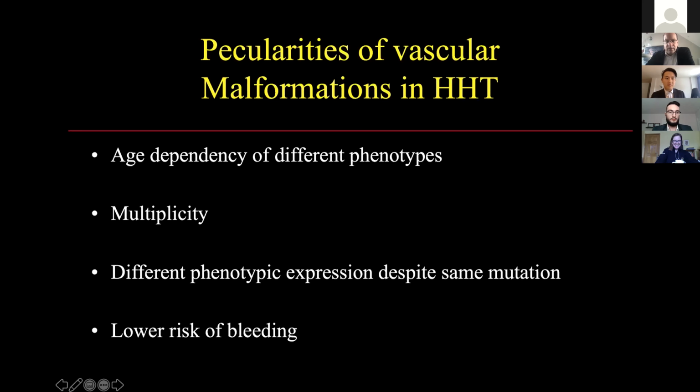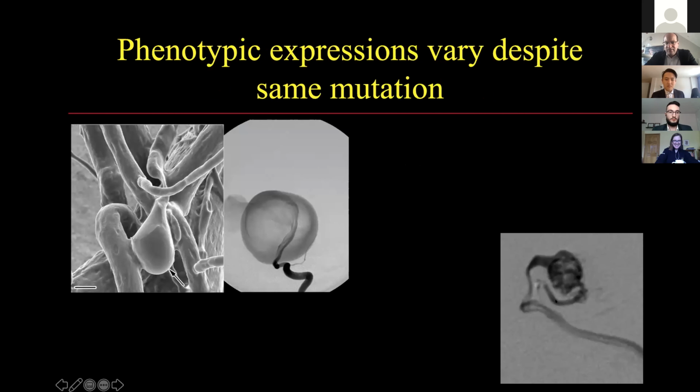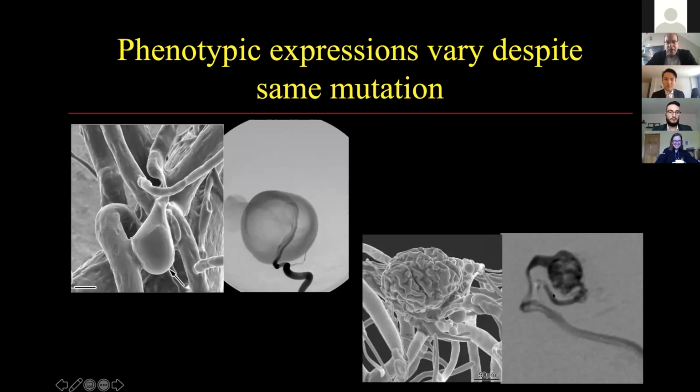The other interesting fact is that although you have the same mutations, there are different expressions. As I told you, some patients have no AVMs. Actually, the majority have no brain AVMs. Some have these very dangerous ones. Some have very simple, not very dangerous vascular malformations, i.e., these capillary telangiectasias, and this despite the same mutation. So how come that some of the vascular manifestations look like this and some look like this? And we don't know this yet.